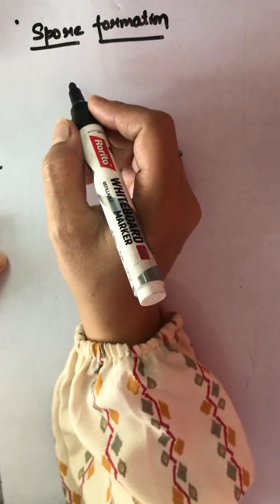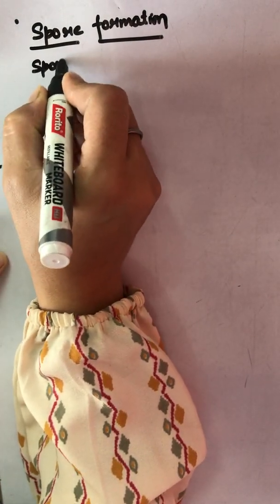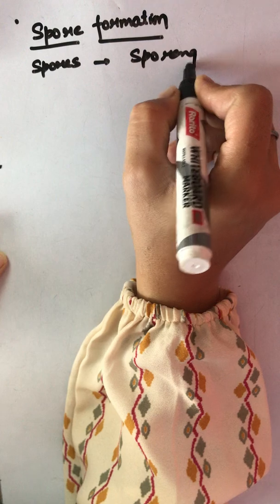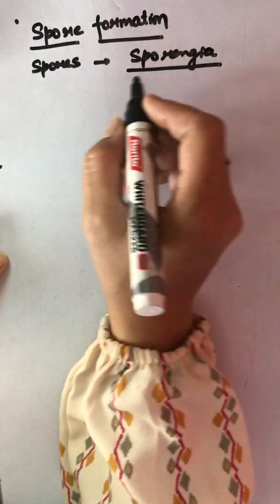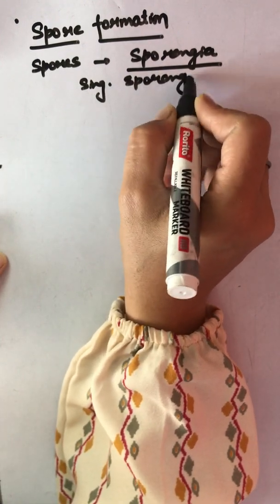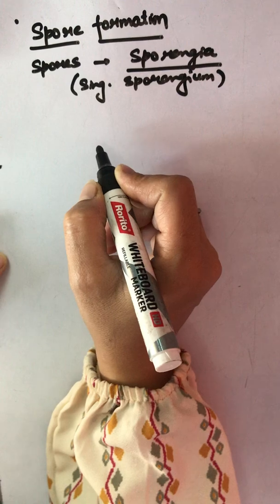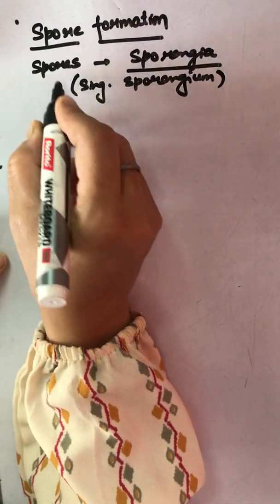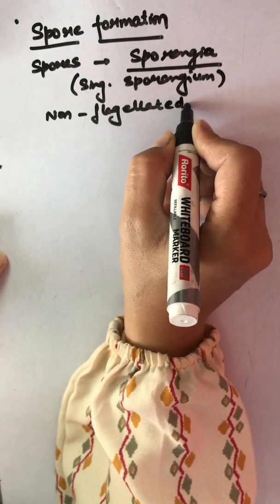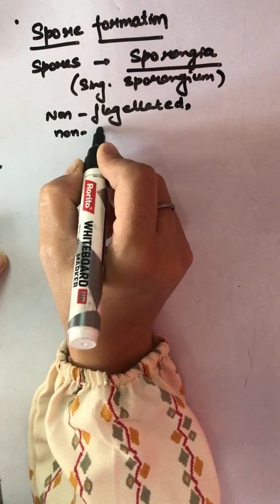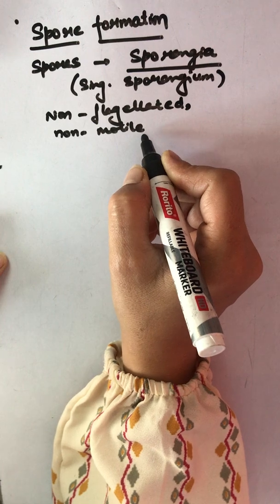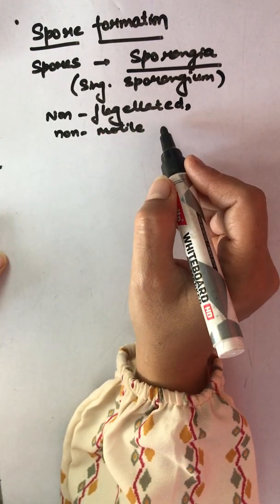Talking about spore formation. Spores are usually produced in sporangia. Sporangia is a body or a structure which, if in singular, we call it sporangium. Now, these are non-flagellated spores. Non-flagellated, non-motile means cannot move on its own, which cannot swim also, and these spores are basically known as aplanospores.